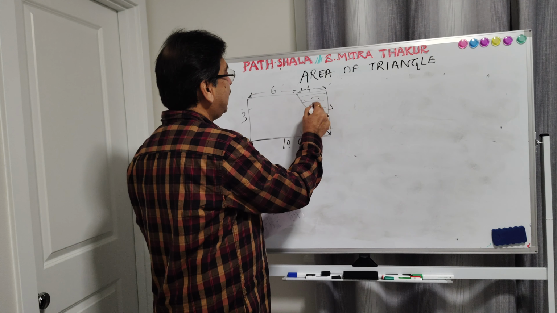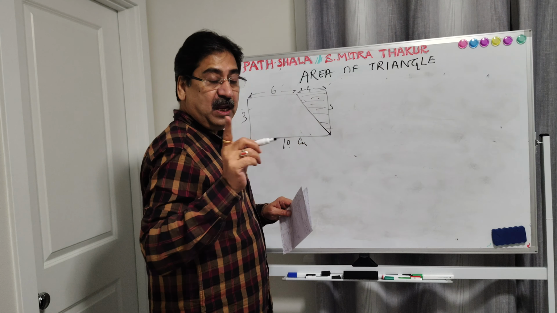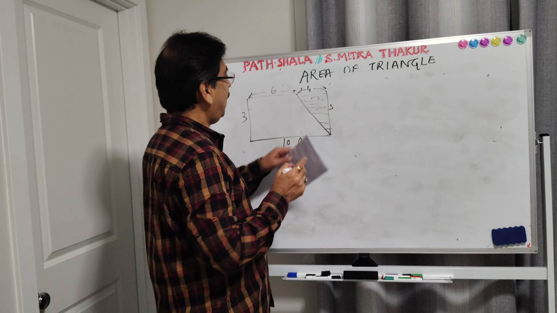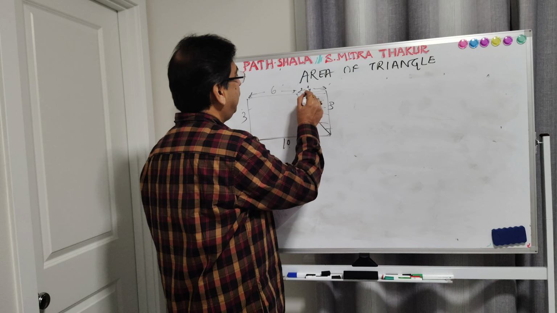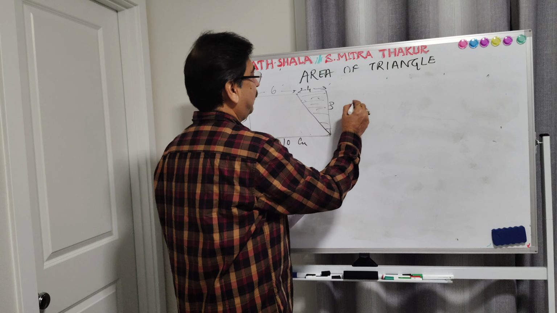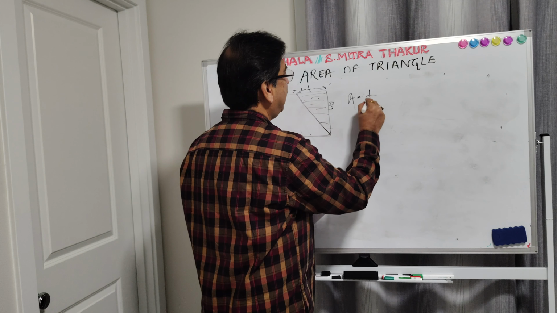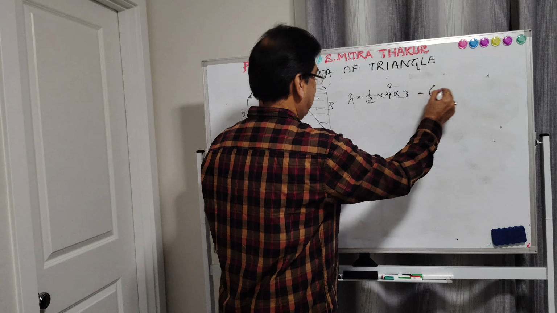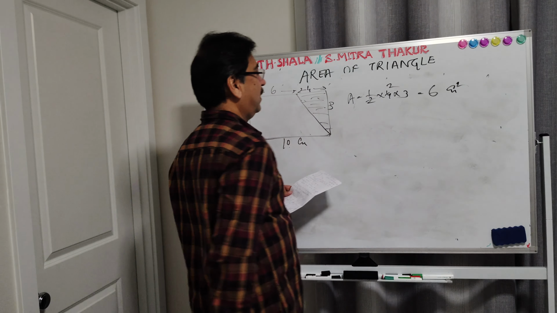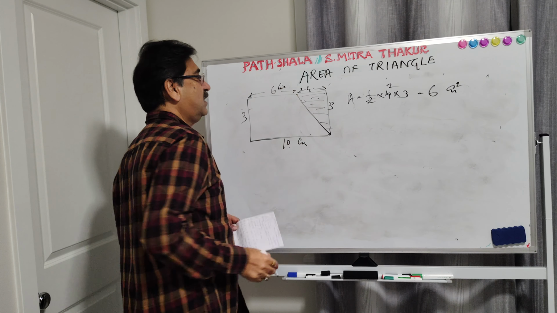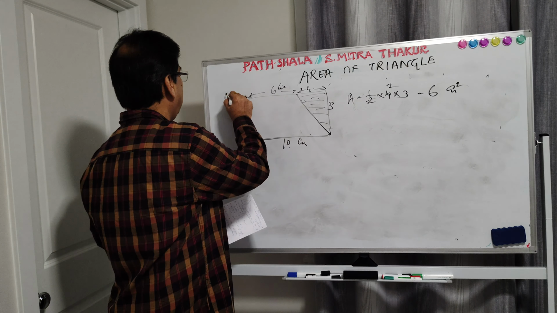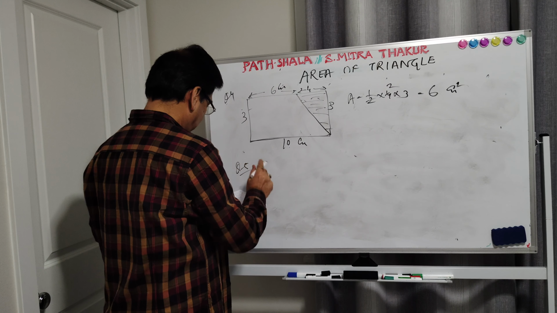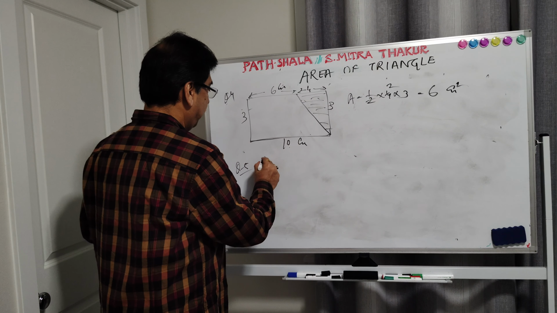So the area of the shaded portion will be, the base is 4 and height is 3. So area will be half into 4 into 3, that is 6 centimeter square. Question number 5. How do we find the shaded area?